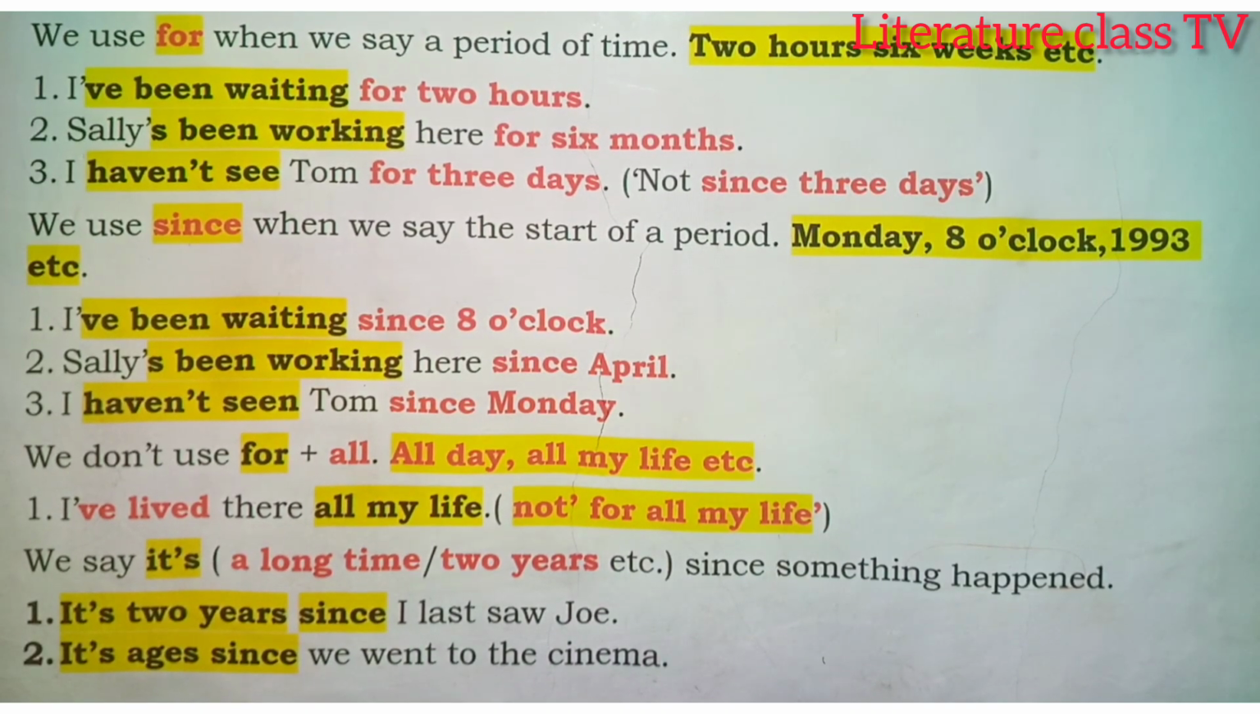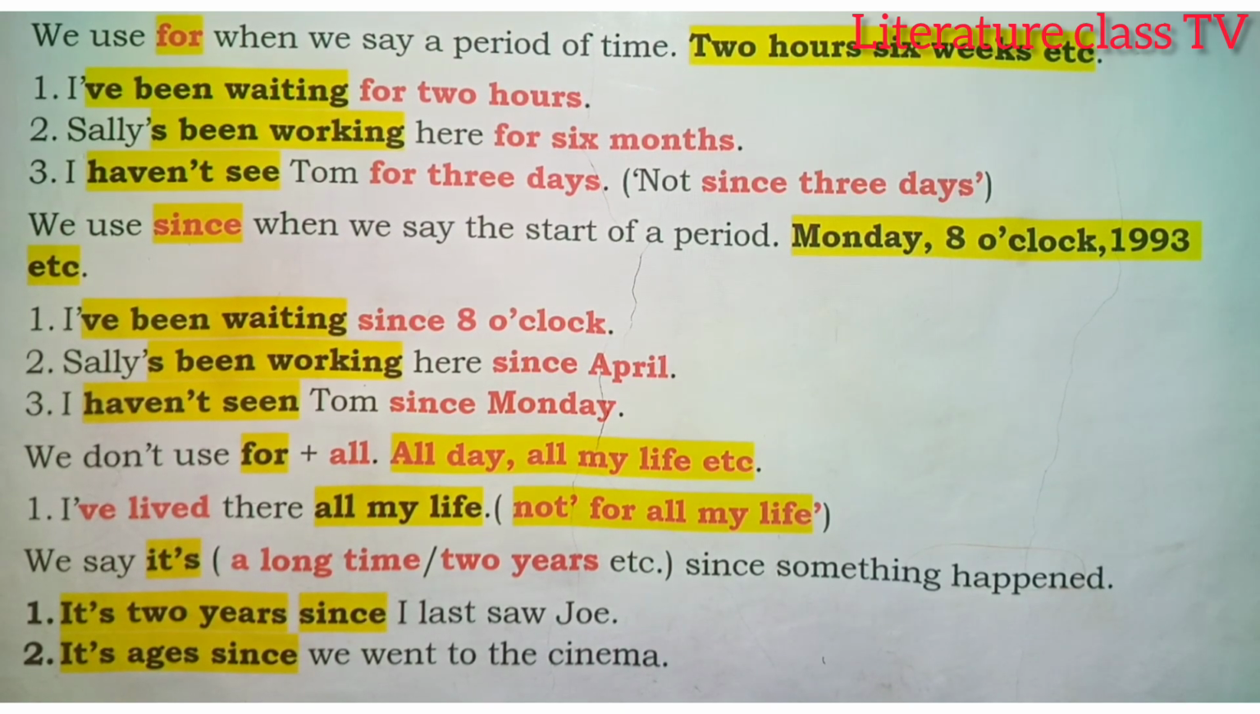We use for when we say a period of time, 2 hours, 6 weeks, etc. Example there. I have been waiting for 2 hours. This is an example where we use for. We use for when we say a period of time. I have been waiting for 2 hours. I have been waiting for somebody. I have been waiting for you for 2 hours.